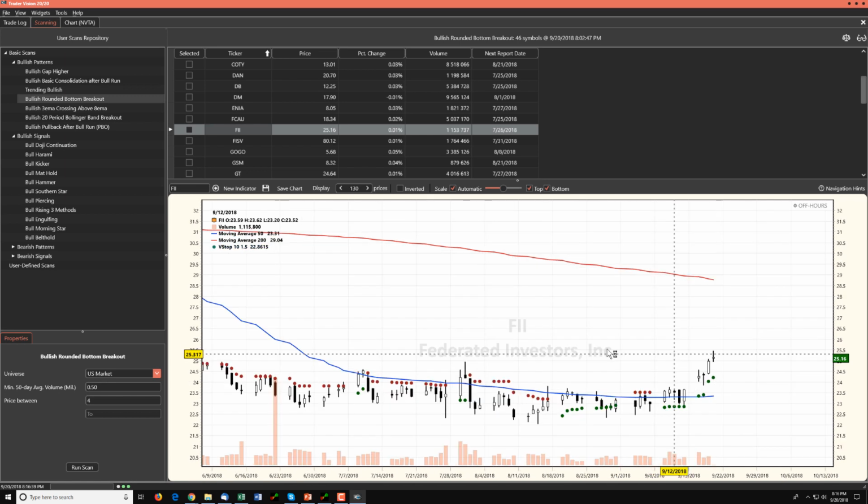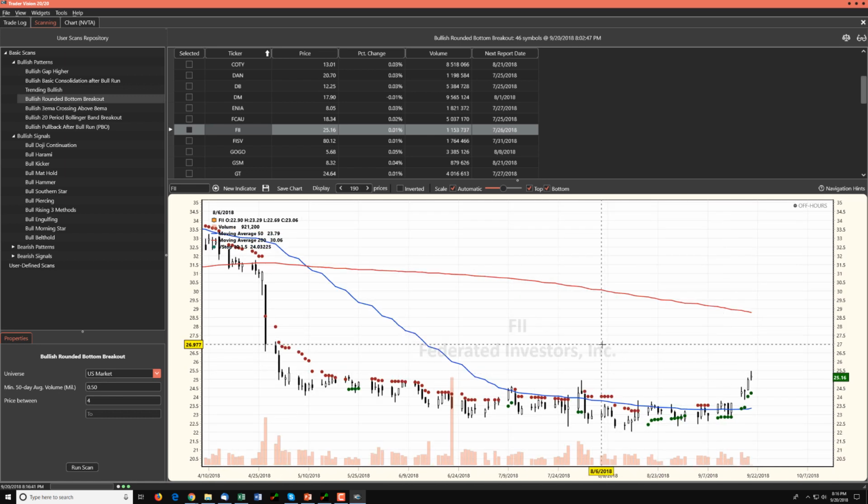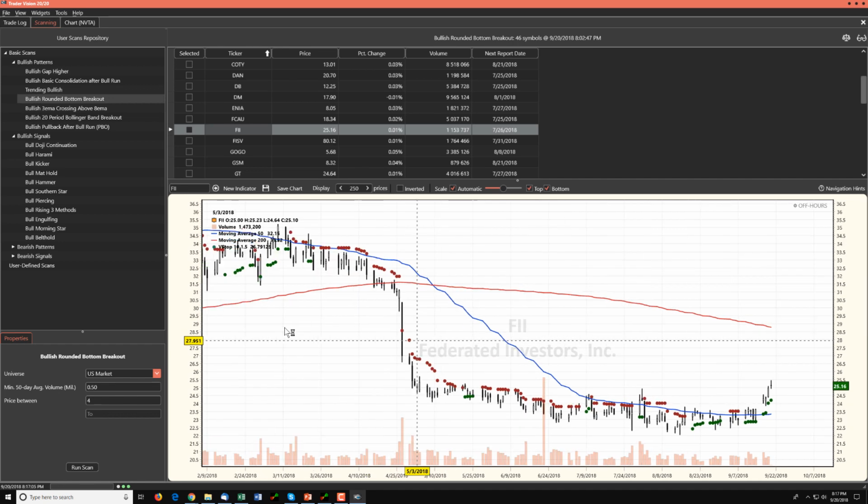And then the first target is out here, 26.55, which is right in the low of this candle and the high of this candle, right in this area, with the second target up there about 27.95. Okay.